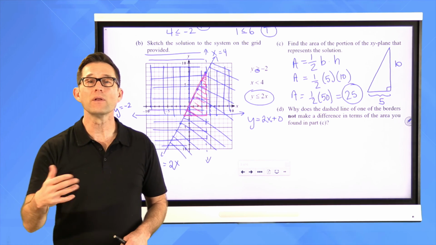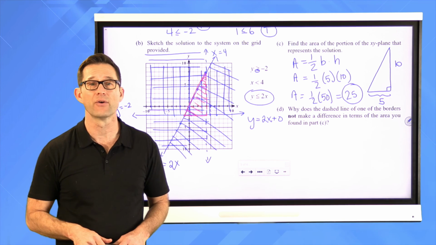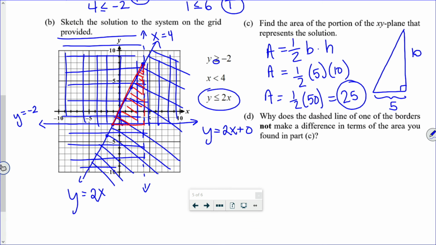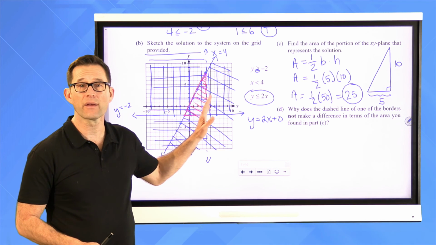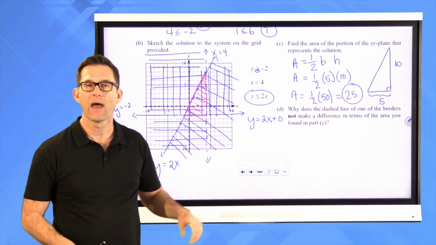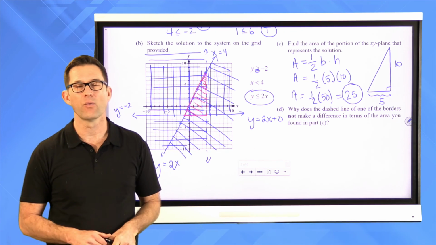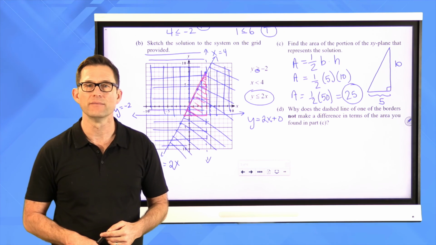Now, one more little philosophical question that I think is kind of cool to ask in this situation. Let's take a look at letter D. Why does the dashed line of one of the borders not make a difference in terms of the area you found in part C? In other words, really, this is a triangular region, but this one border is dashed. And why do I not even have to think about that when I calculate area? Pause the video now and see if you can write something down.